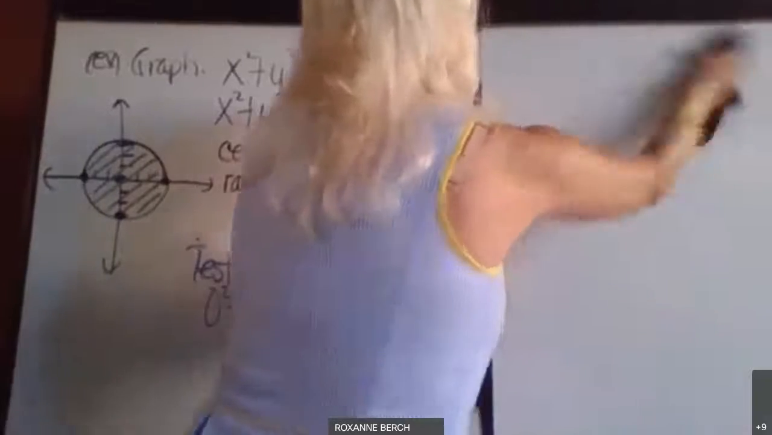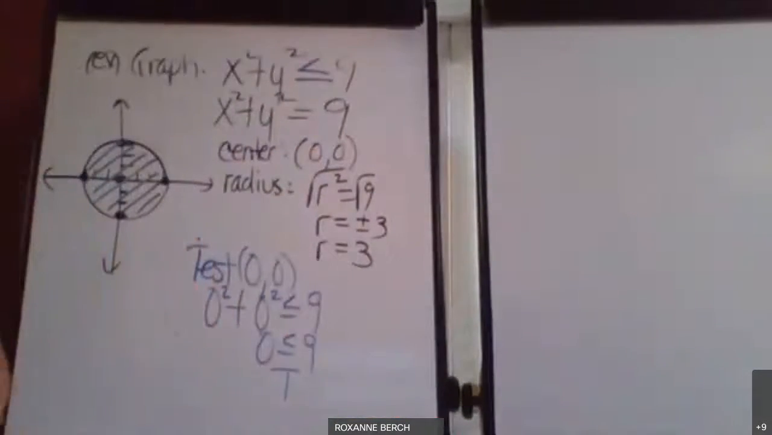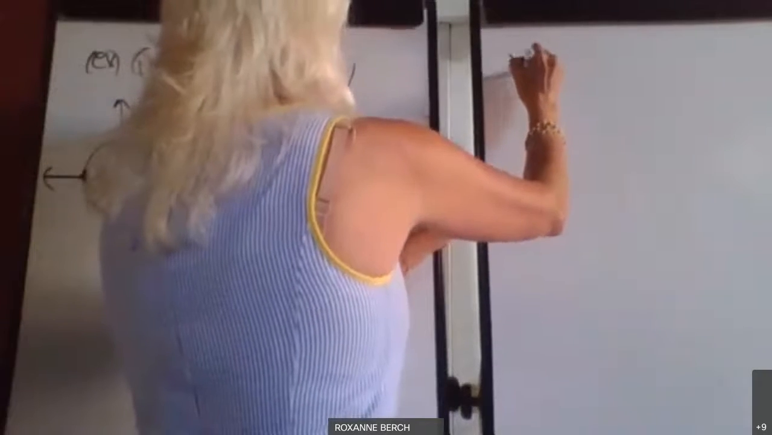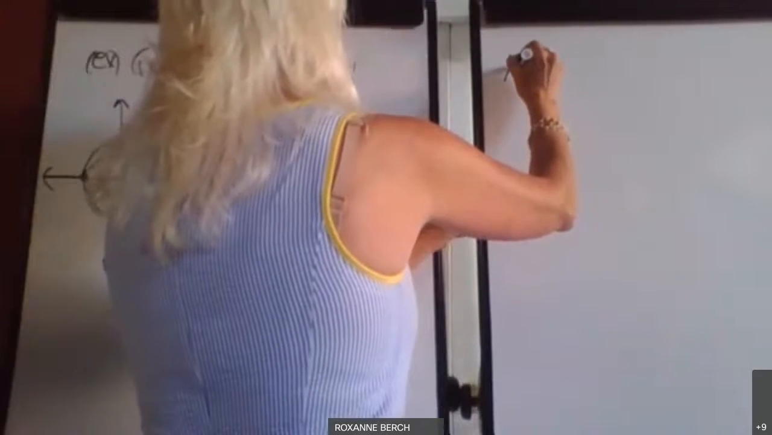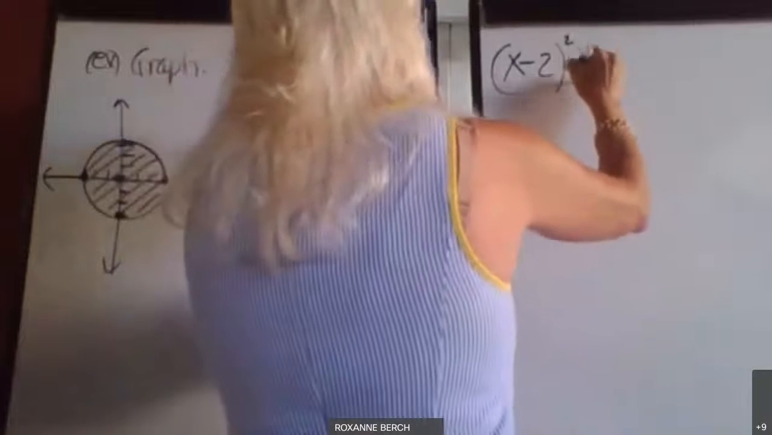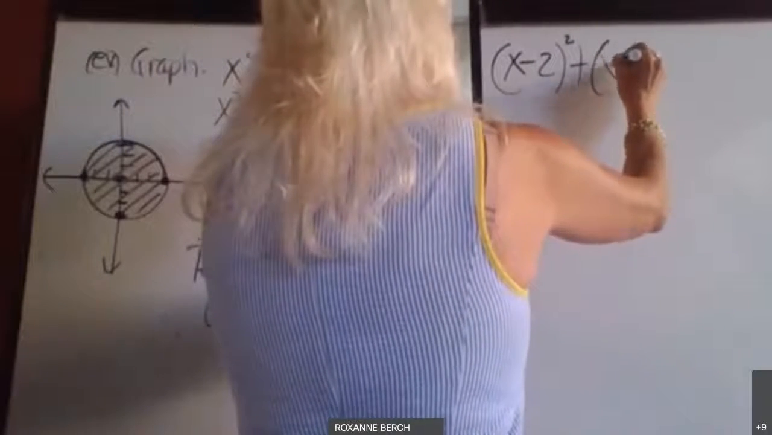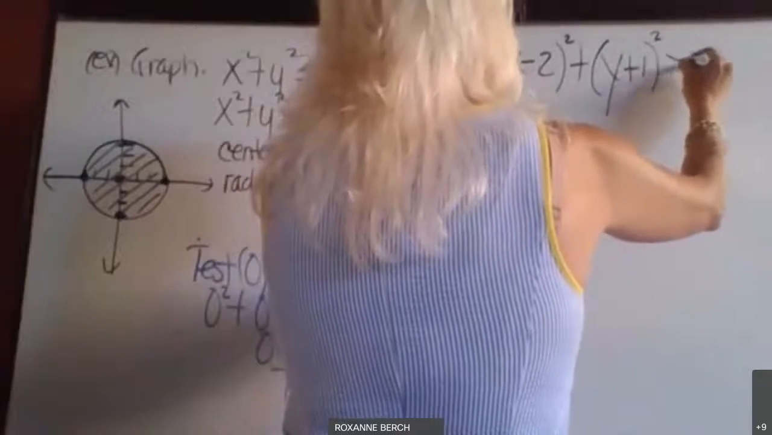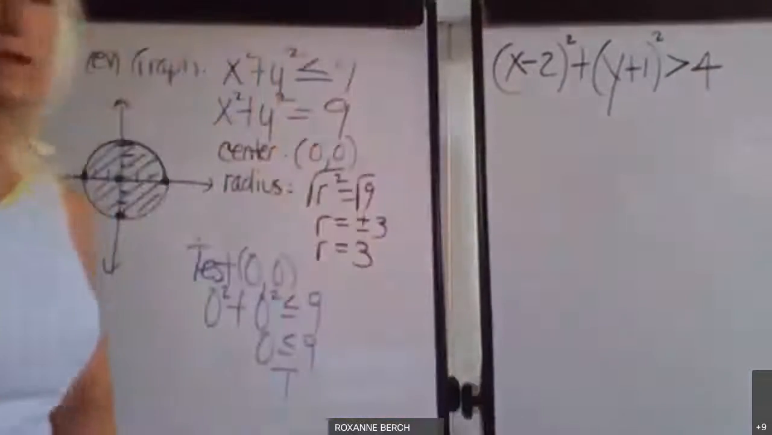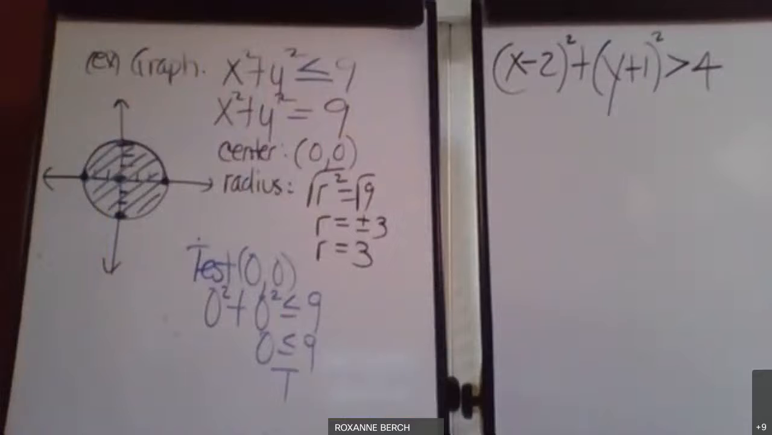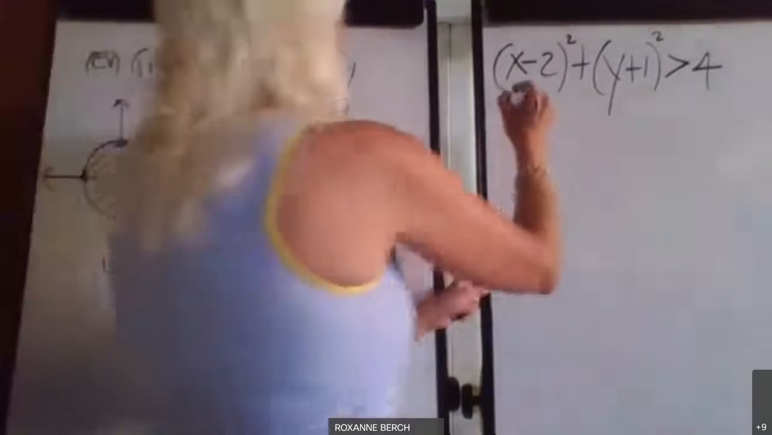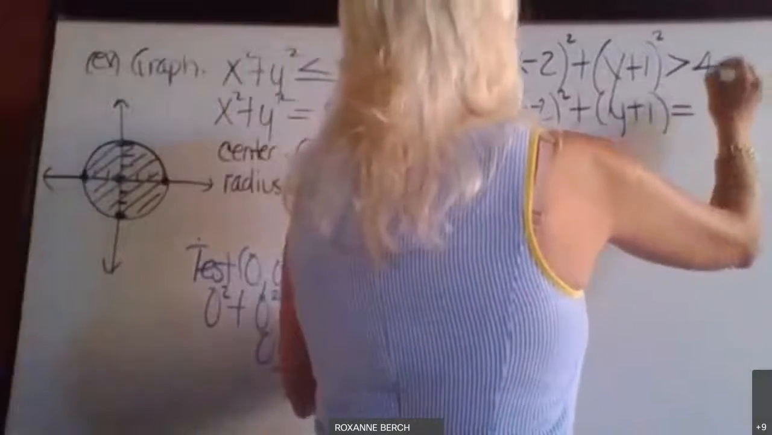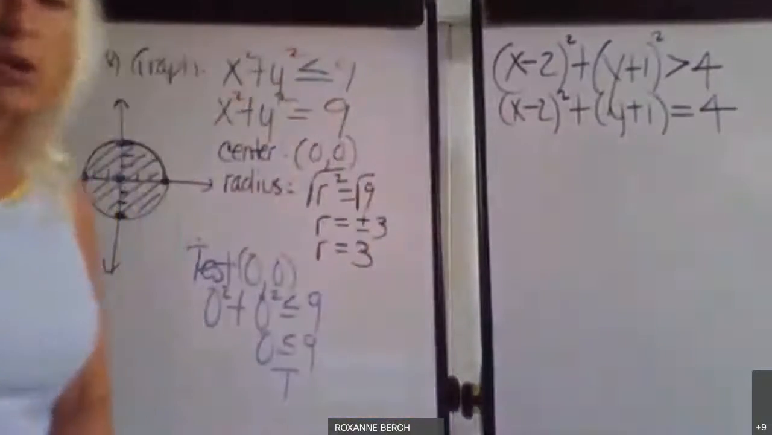All right. I'm going to make this up. Let's say we have x minus 2 quantity squared, and we have y plus 1 quantity squared is greater than 4. So the first thing we do is we look at the equation and don't worry about the inequality.